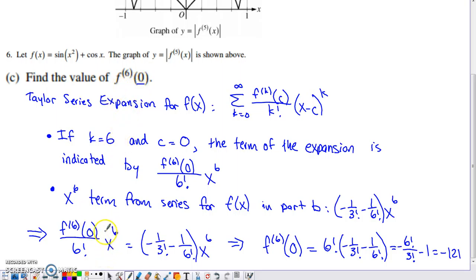So if you equate the general term from the definition of a Taylor series expansion with the specific x to the 6th term from the series we just wrote out in part B, you can solve this for the 6th derivative evaluated at 0. Divide both sides by x to the 6th, and those go away. And then if you multiply by 6 factorial, the 6th derivative evaluated at 0 is going to end up being 6 factorial times this ugly quantity.